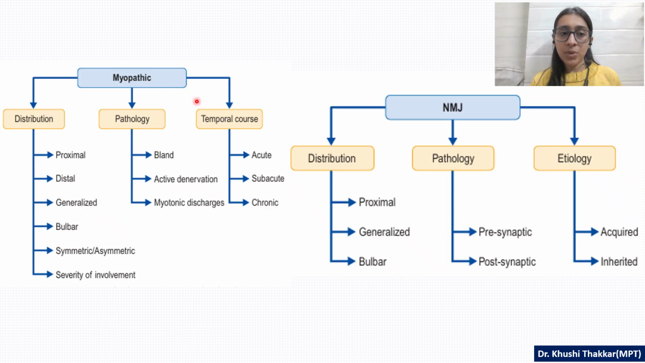Now we will discuss myopathy. It helps us understand the distribution of the myopathy, whether it is proximal, affecting the proximal girdle muscles, or distal, affecting the distal muscles of the hand and feet, or generalized, that is affecting all the muscles of the body symmetrically and equally. Whether it is bulbar, that is bulbar muscles are more affected, symmetric or asymmetric, and the severity of involvement. It also helps us understand the pathology, that is, whether it is bland, or there is active denervation going on, or there are myotonic discharges as occur in myotonic dystrophy.